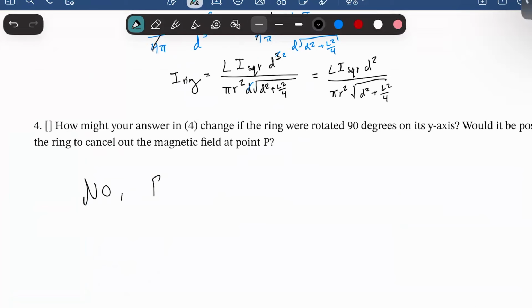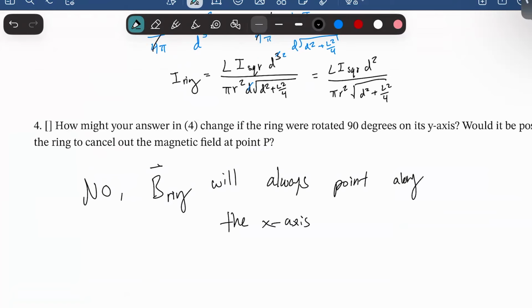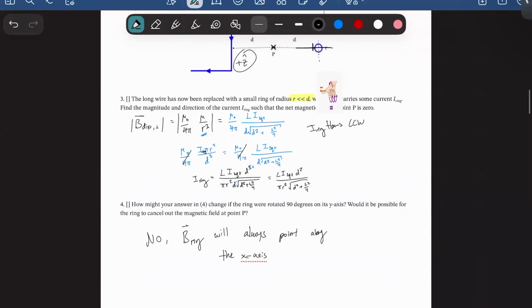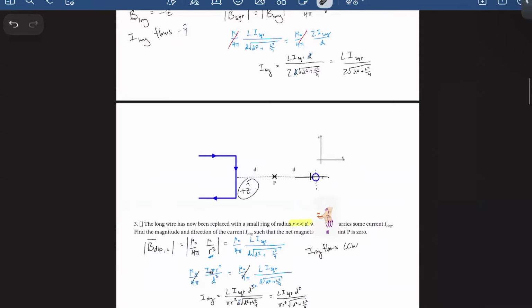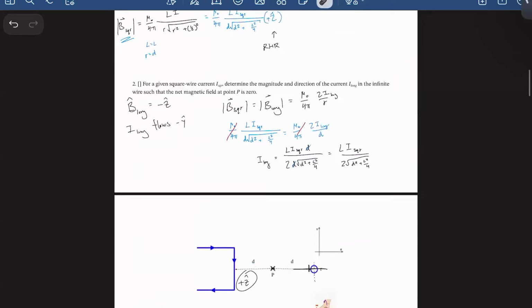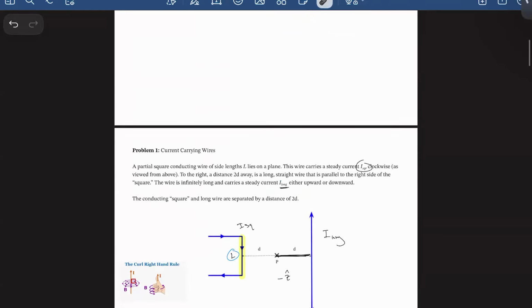The B field, the B ring, will always point along the x axis. So positive x or negative x, depending on if it's clockwise or counterclockwise. But yeah, this is going to be the worked out solution for problem 1.